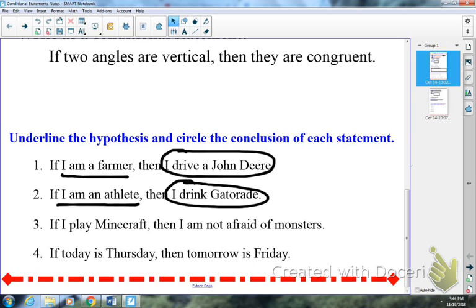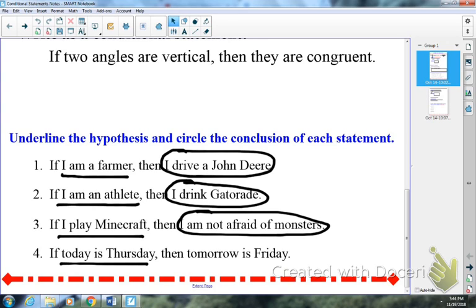Now, we're not talking about whether or not these statements are true. Just what is the hypothesis? What is the conclusion? The third one, if I play Minecraft, then I am not afraid of monsters. My hypothesis would be I play Minecraft. My conclusion, I am not afraid of monsters. And the last one, if today is Thursday, then tomorrow is Friday. My hypothesis would be today is Thursday. My conclusion, tomorrow is Friday. Okay, so I know on the worksheet in this lesson, you'll be looking at a sentence and just identifying the hypothesis and the conclusion.